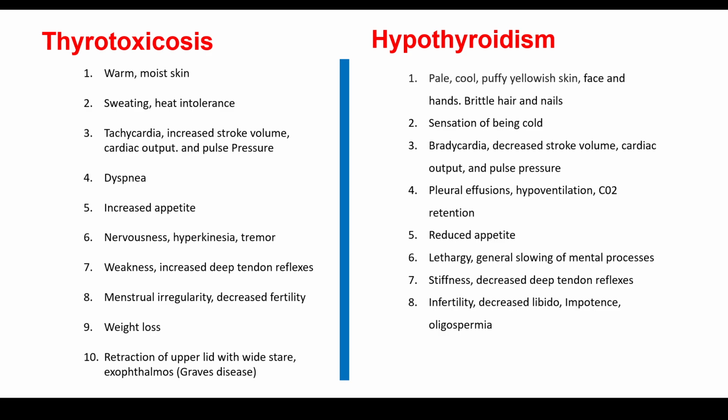Even hypothyroidism can cause infertility, decreased libido, impotence, oligospermia, both in males and females, and they are also responsible for weight gain. So there is an increased appetite, but the metabolism is more in case of thyrotoxicosis. And in case of hypothyroidism, although there is a reduced appetite, the patient may gain weight because there is a reduction in the metabolism, and there will be drooping of the eyelids in case of hypothyroidism.